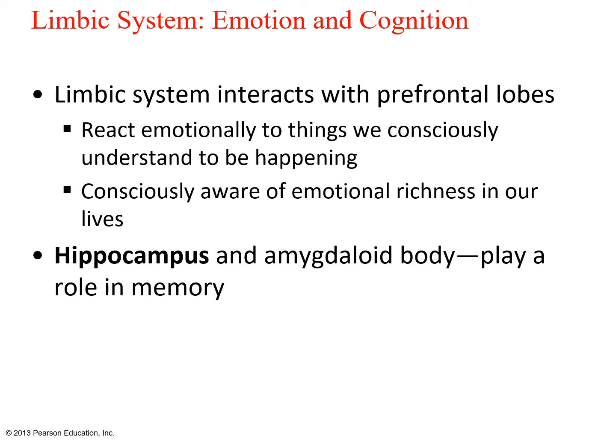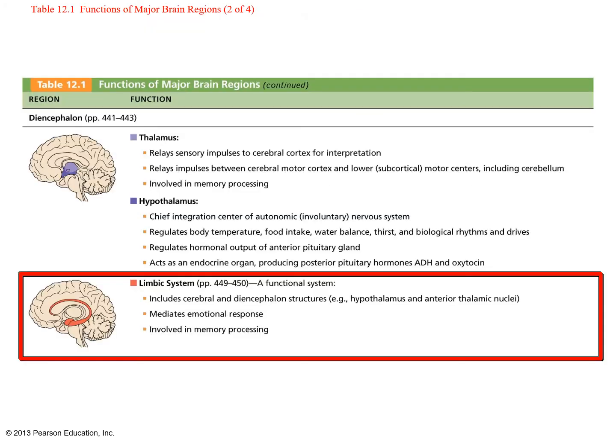Along with this, you have the hippocampus and the amygdaloid body, which play a role in memory. We'll see a little bit more detail on that later. So again, the limbic system is going to include the hypothalamus and anterior thalamic nuclei. It's going to mediate emotional response, and it's involved in memory processing.